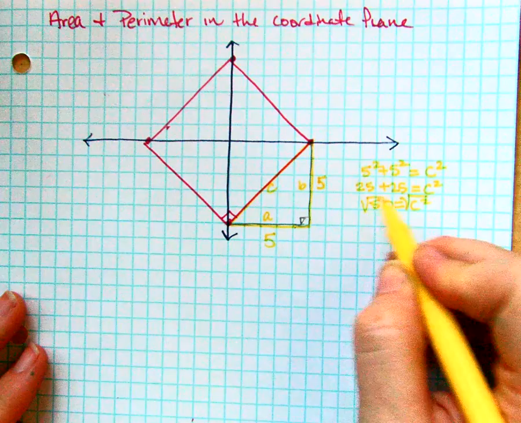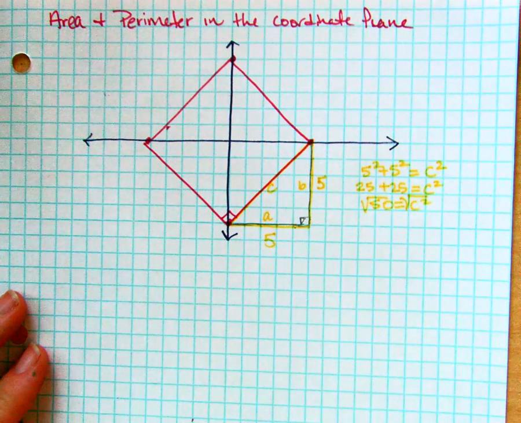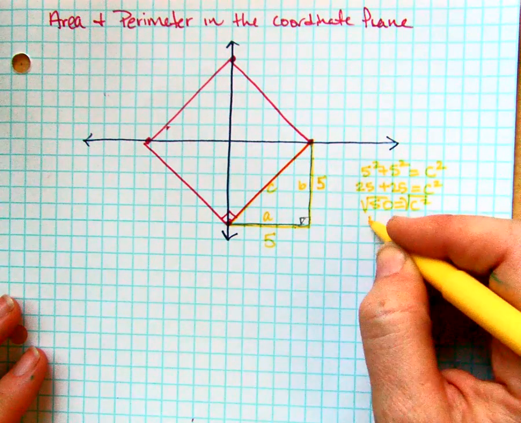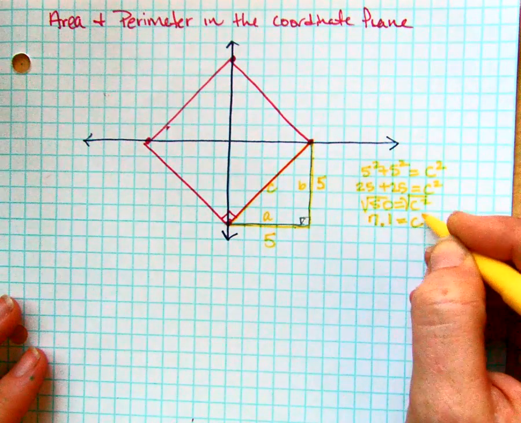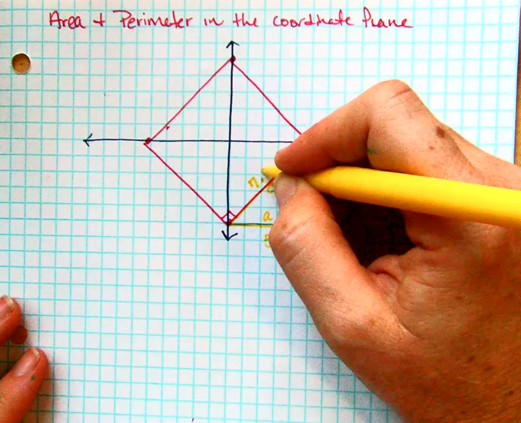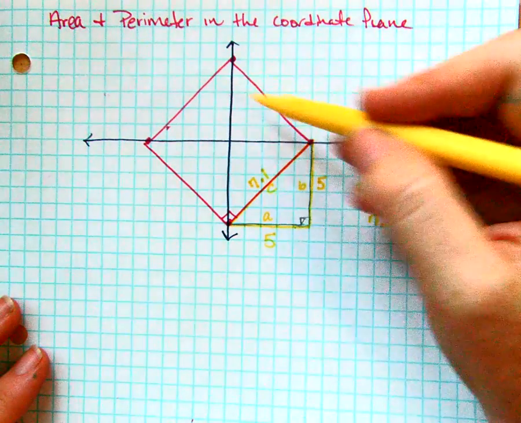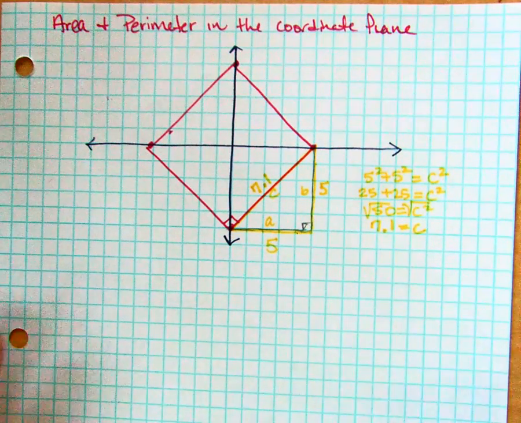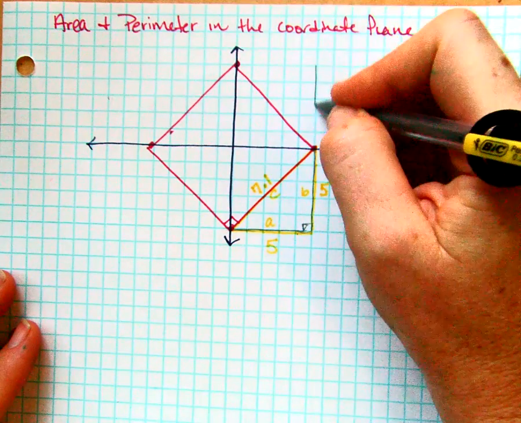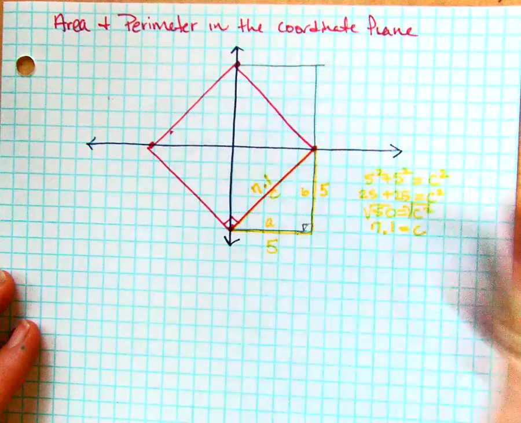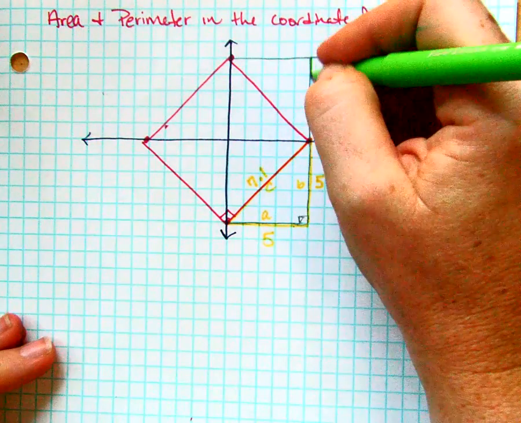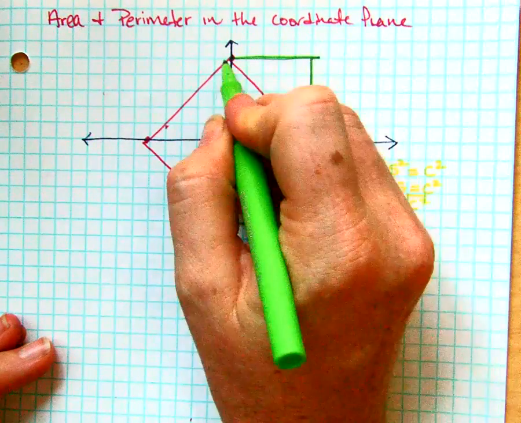Then I can solve for just plain old c by taking the square root of both sides. And if I take the square root of 50, I'm going to get 7.1. So that tells me this side is 7.1. Now, if I suspected these were different lengths, what I would do is for each different length, I would just create another right triangle. So let's say I think, okay, maybe these are different lengths. I'm going to create a second right triangle off of it.